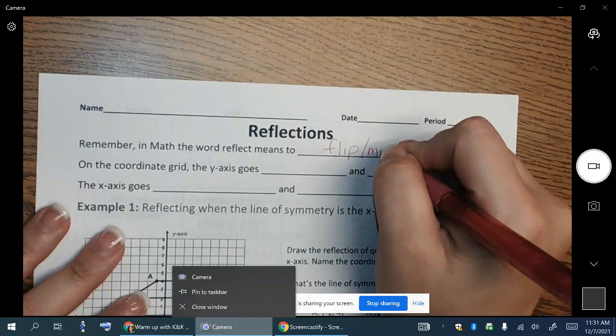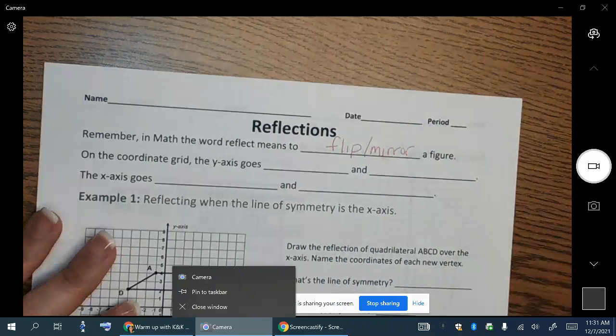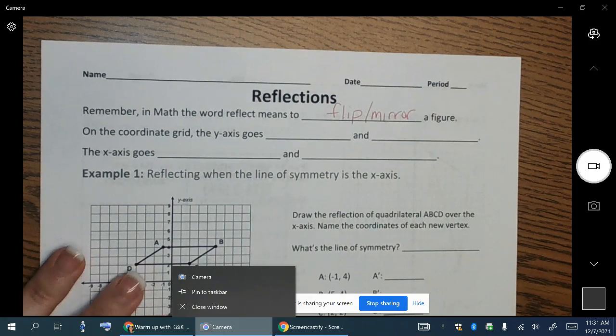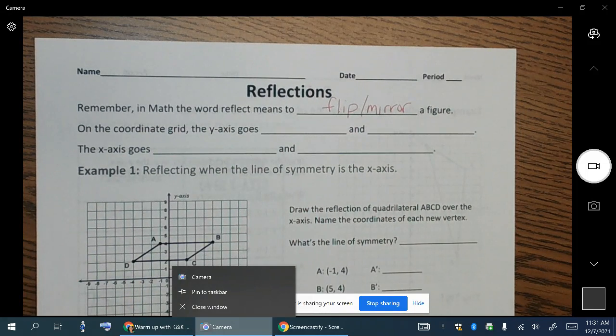It's like when you look in the mirror and you see things are different. Like if you raise your right hand, it looks like it's your left hand in the mirror. That's what the reflection is. So your hand is still your hand. It's still the same shape, same size. It just changes locations and directions.